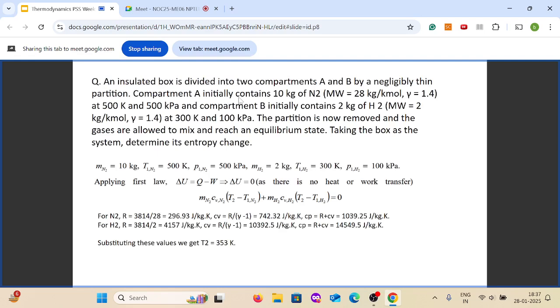So next is a similar kind of problem, but there is a slight change to that. So we'll see what it is. We have an insulated box which is divided into two compartments again, A and B, by a thin partition. Compartment A initially has 10 kg of nitrogen at 500 Kelvin and 500 kilopascal, and compartment B has 2 kg of hydrogen at 300 Kelvin and 100 kilopascal. Now the partition is removed and the gases are allowed to mix and reach an equilibrium state. Taking the box as the system, determine its entropy change.